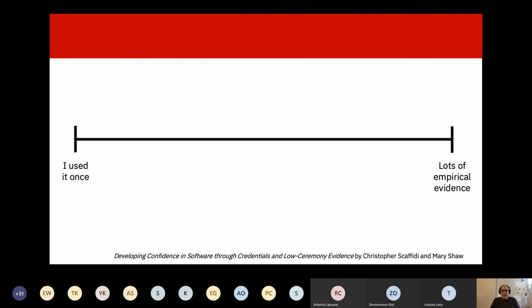So taking an idea from this great paper by Christopher Scafidi and Mary Shaw, we can think about evidence, especially evidence coming from practice, on a spectrum, all the way from, I used it one time and maybe it seemed to work, all the way to there's lots of empirical evidence that suggests this thing is rock solid. For these particular experiences, these are things that I have used many times.